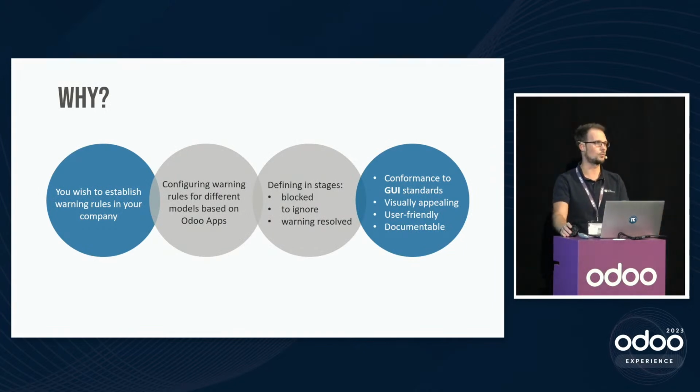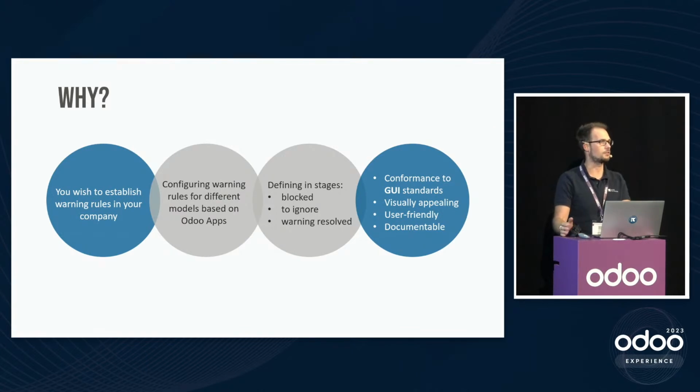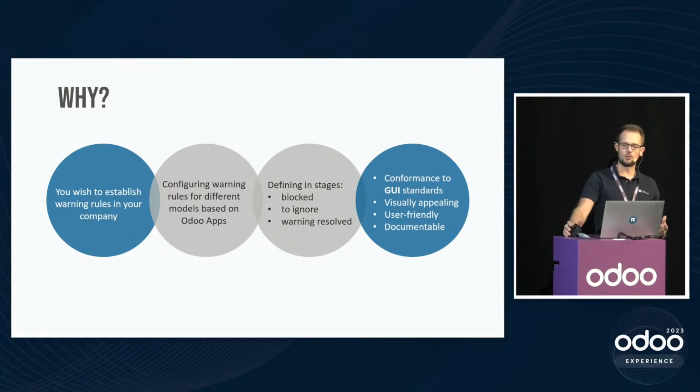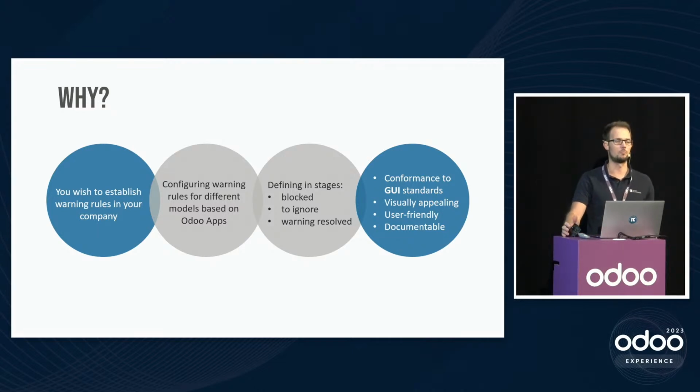Everything we do is about making our customers happy by meeting their specific needs. So the first thing is that you want to establish warning rules in your company. Yes, for sure, you will need them, because missing protection of user input and data maintenance can result in issues across various process flows, such as poor data quality or even errors due to incorrectly maintained fields. Everybody is working with humans, and humans sometimes make mistakes, so we have to cover that a bit.